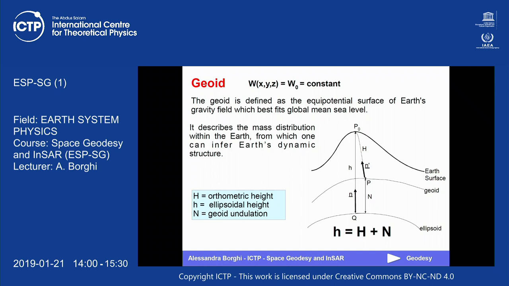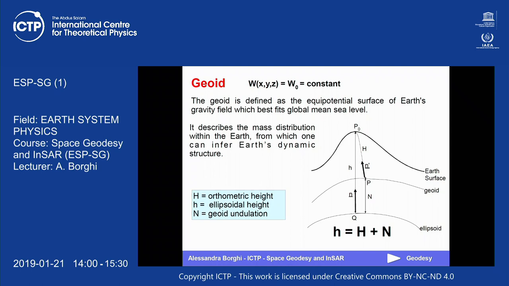Otherwise, I have no information about the gravity field, so it means that I have no information about the water, for instance, because I can have a flood problem and so on. So it became very important to know the geoid, with a geoid undulation with a centimetric precision.